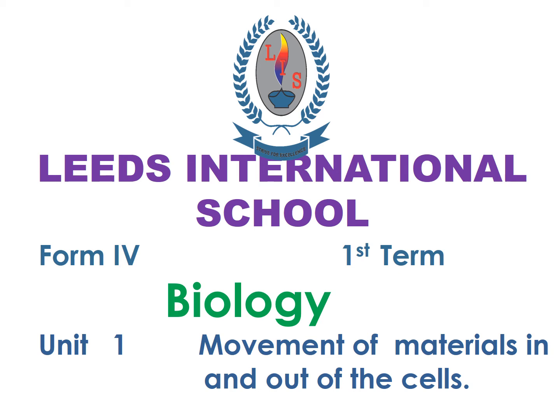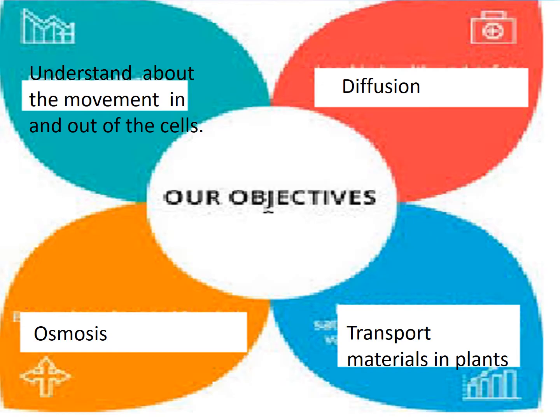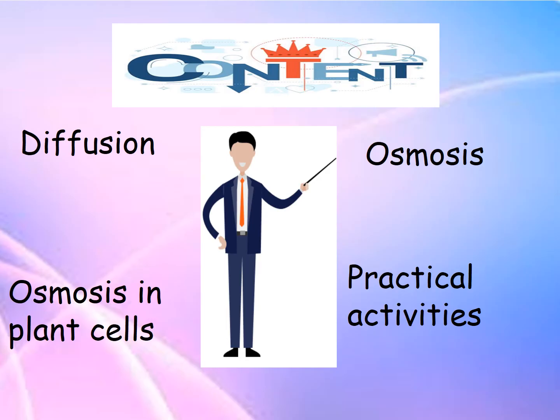Leeds International School. Form 4, First Term, Biology. Unit 1, Movement of materials in and out of the cells. Movement of materials in and out of the cells. Objectives: to understand about the movement in and out of the cells, diffusion, osmosis and transport materials in plants. Content: diffusion, osmosis, osmosis in plant cells and practical activities.